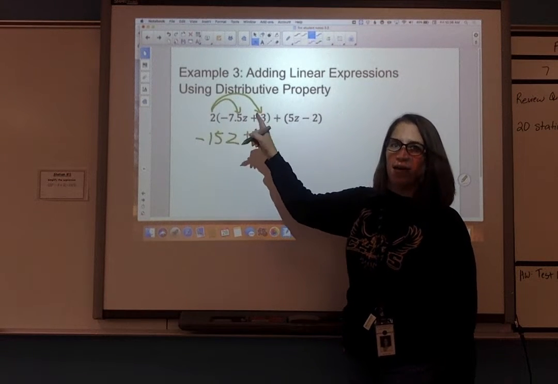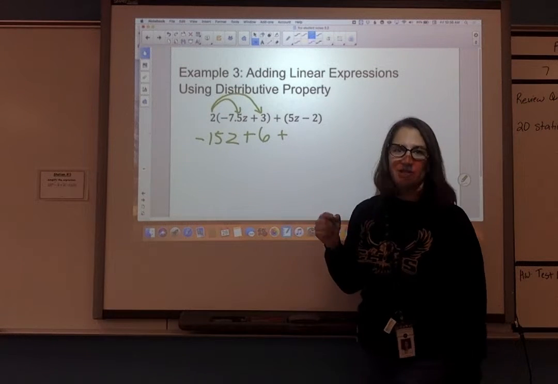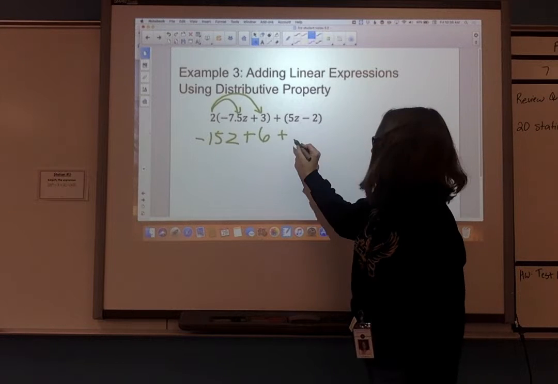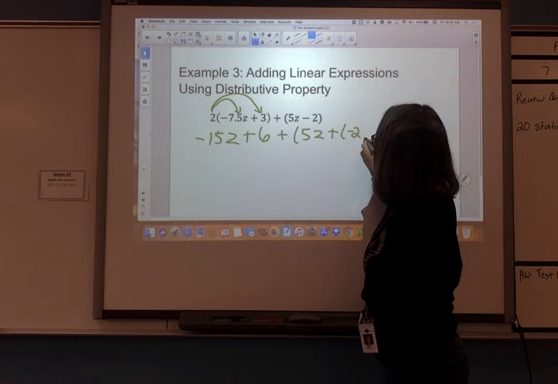Okay, so now I've gone ahead and distributed that 2, and then I'm going to rewrite my second expression, and I'm going to write it as addition also. So 5z plus negative 2.